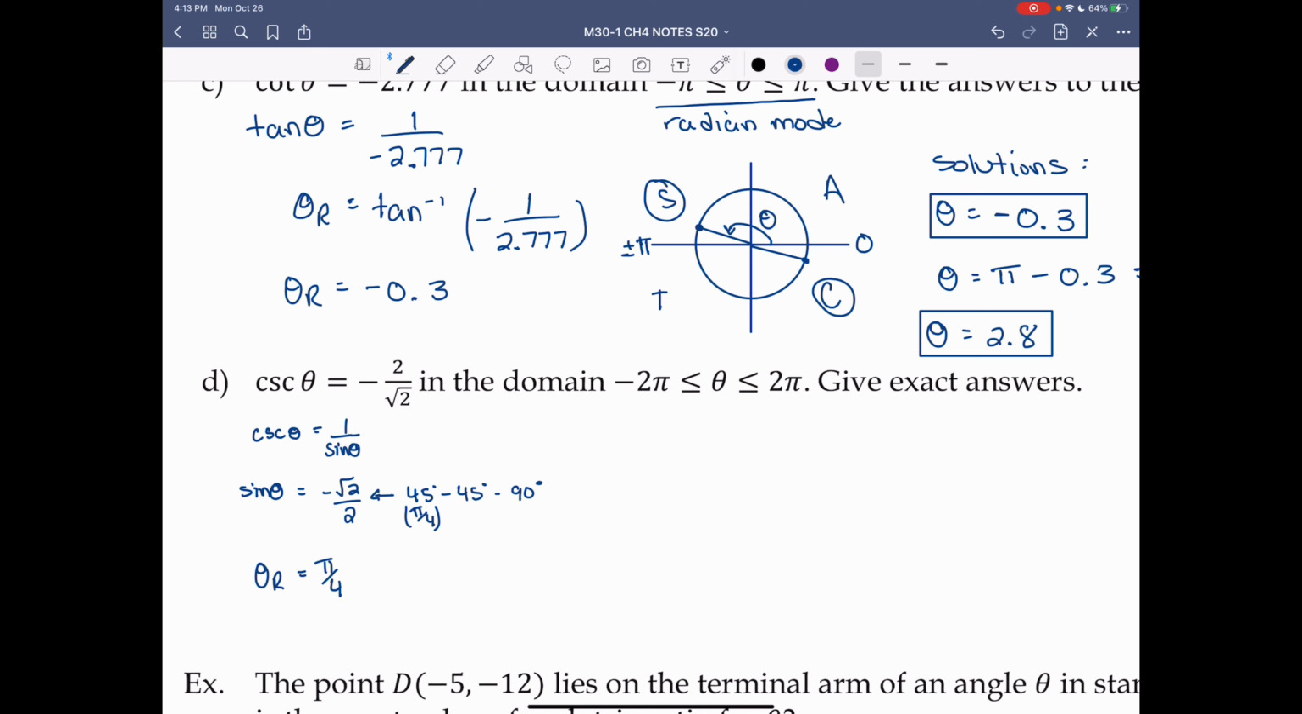I'm going to draw a bigger diagram this time because I happen to know that I'm going to have more answers. Using the CAST rule, we have sine theta is negative. Which quadrants is sine negative? In quadrant 3 and quadrant 4. And then we have a reference angle of pi over 4, which is halfway between the x and y axes in each of those quadrants.